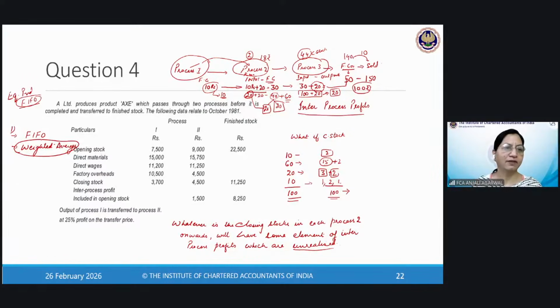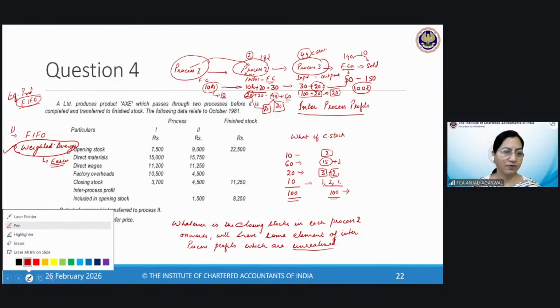But if you look at inter-process costing, weighted average is much easier in calculations. And if nothing is said, and 99% nothing will be said, you will follow this method only, and you will mention a note in the examination answer that we have followed the weighted average method in calculating the inter-process profits. I will not solve any question using FIFO. I will just tell you, had it been FIFO, what calculations would you have been required to do?